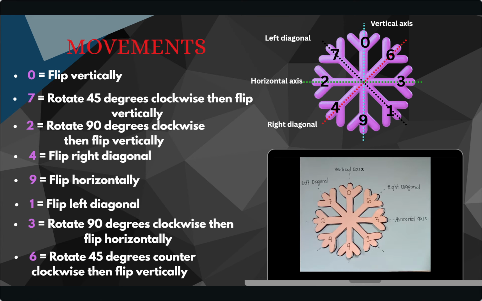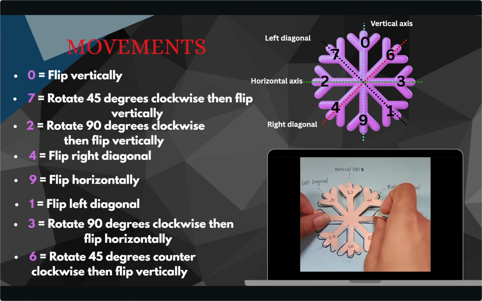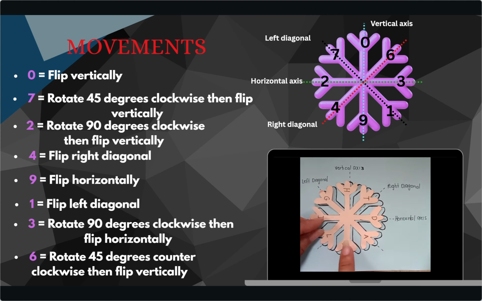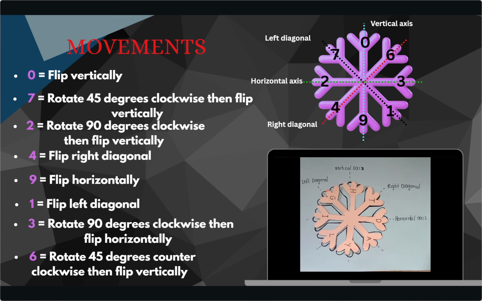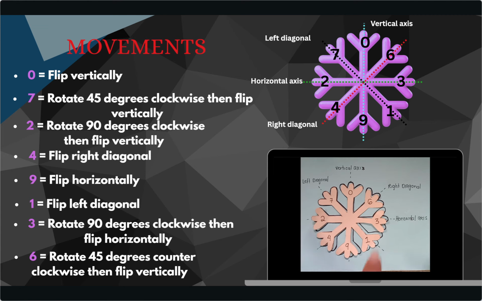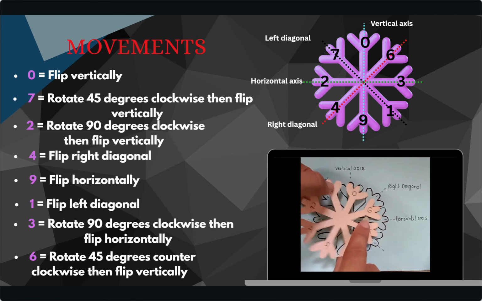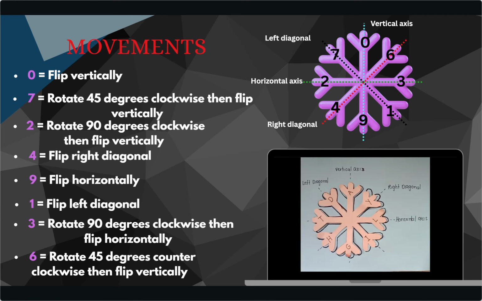For number 3, rotate 90 degrees clockwise, then flip horizontally, and we come up with letter H. And for the last, 6, rotate 45 degrees counterclockwise, then flip vertically, and we come up with letter A.